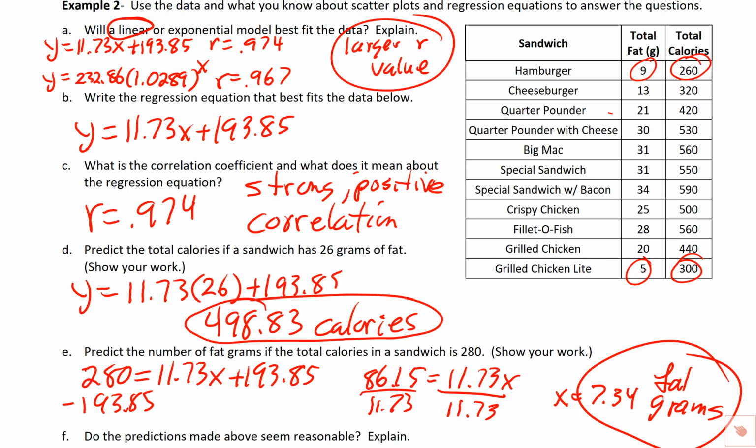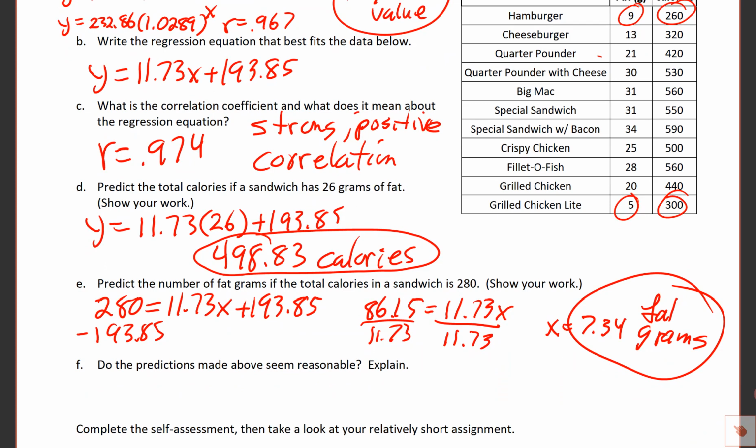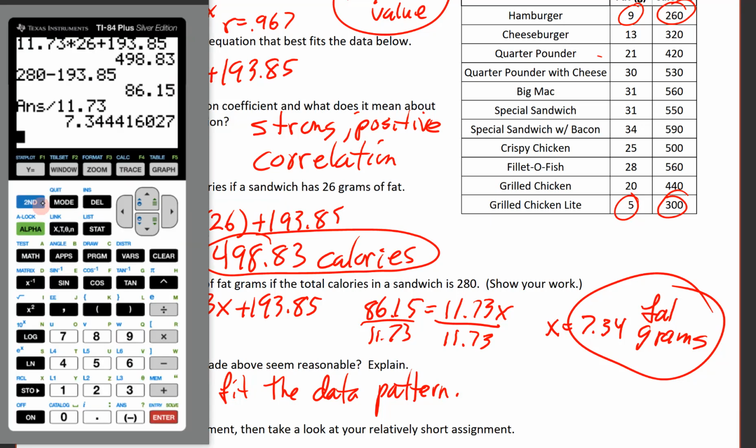So I'm going to shrink this down just a little bit. And we're going to say something like this. Do the predictions made above seem reasonable? Yes. And our explanation is they fit the data pattern. Now, if we were to actually graph this with a scatter plot, we might be able to see that those line up pretty well. In fact, let's go ahead and do that really quickly. We've got the data in the calculator already, so let's take a look.